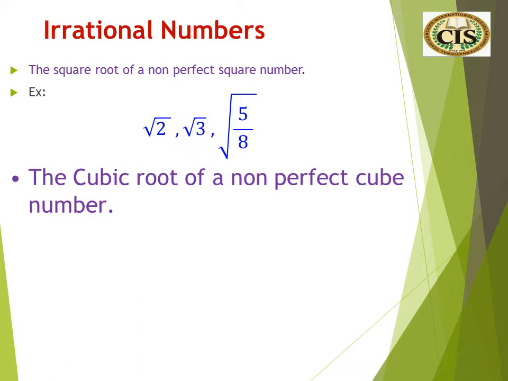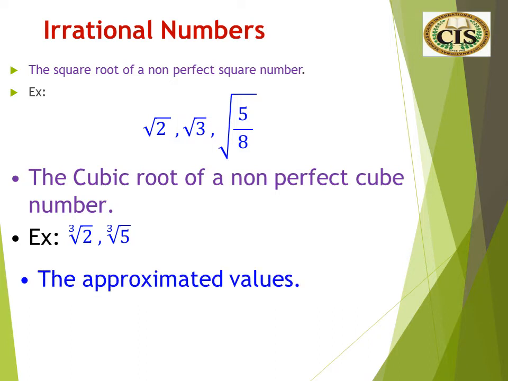What about the cubic root of 5? We can't find a number times itself 3 times that equals 5. So the cubic root of 5 is an irrational number. Like cubic root of 2, cubic root of 5, because we can't find a number times itself 3 times that equals 2, and so on.